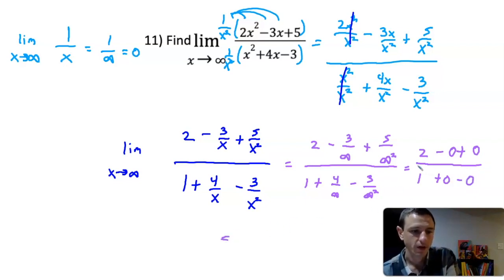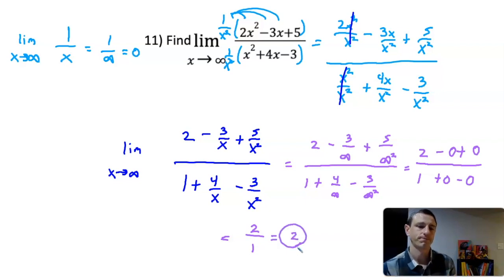And look what happens. I'm going to go over here. 2 minus 0 plus 0 is 2. 1 plus 0 minus 0 is 1. So we get 2 over 1, which is 2. So we're going to end up getting 2 there, and we have to use this idea here, multiplying by 1 over the largest exponent in the denominator. And that's going to help us out, clean some things up, and we're able to actually simplify this and actually evaluate the limit as x goes towards infinity. Pretty good stuff there. I like those infinity problems. It's a fun process.